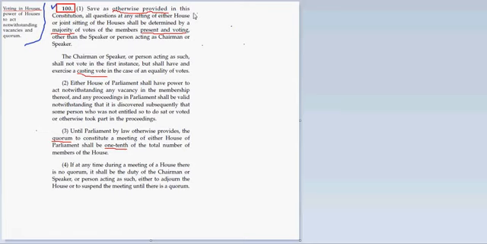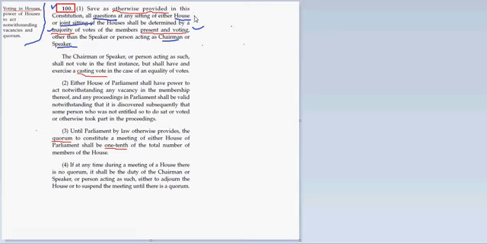Paragraph 1 of clause 1 says, save as otherwise provided in this constitution, all questions at any sitting of either house or joint sitting of the houses shall be determined by a majority of votes of the members present and voting, other than the speaker or person acting as chairman or speaker. What this means is that any kind of question, like passing a bill or anything like that, will be determined using majority of votes, and it can be for either house or joint sitting.